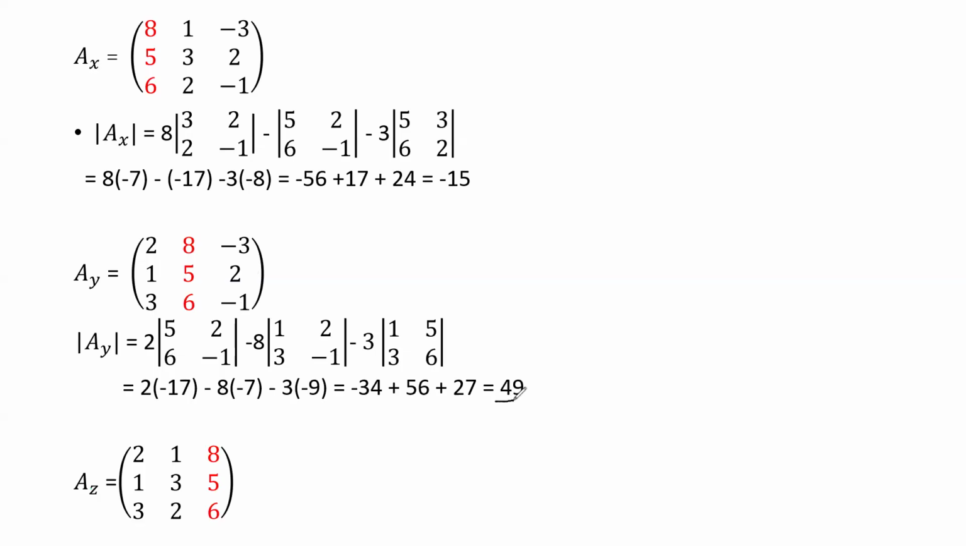We have the last one. That is Z. Z is for the last column. So we will replace the last column by 8, 5, 6. Get it? So now I am allowing you to find the determinant of AZ. Everybody, find the determinant of AZ.